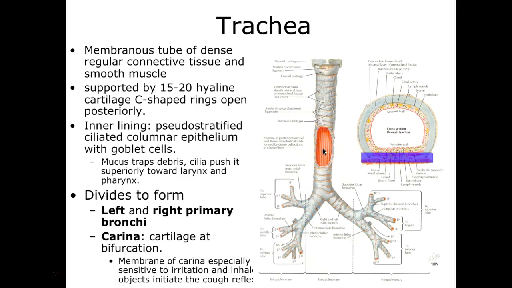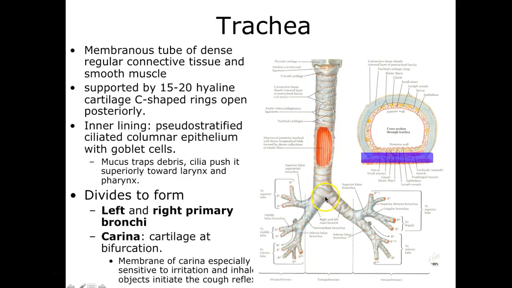Goblet cells, if you remember, are going to secrete mucus, and that's really important in this area because it's going to trap any debris or pathogens for the cilia to have the time to push it either upward towards the larynx or the pharynx, so that we can cough it out or sneeze it out, or maybe we're able to pull it back and push it into the esophagus to swallow it and have our digestive system kind of take care of it.